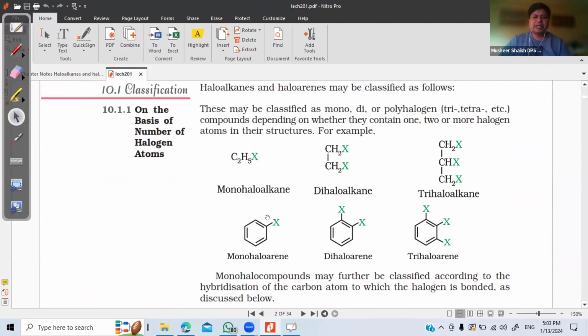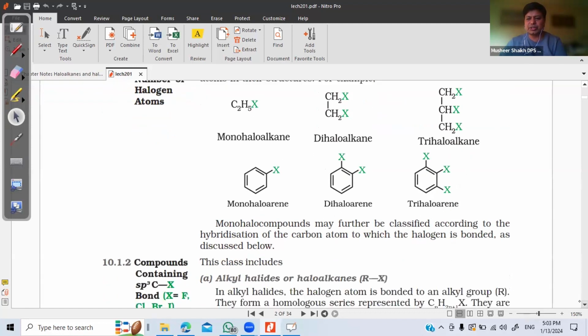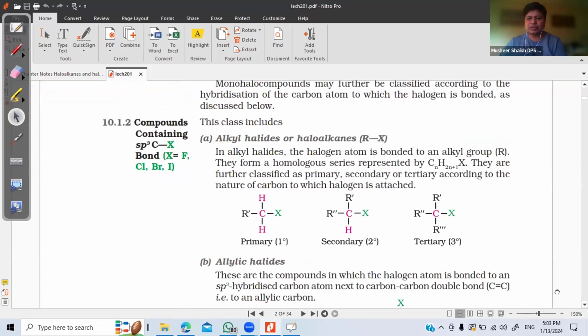Haloalkanes are obtained by replacing the hydrogen atom from alkane or benzene. Suppose this is ethane, C2H6. So one hydrogen is replaced by any halogen. Halogen may be fluorine, chlorine, bromine, or iodine. This is dihalide, dihaloalkane. This is trihaloalkane. Similarly, you can have the haloarenes: monosubstituted, disubstituted, trisubstituted.